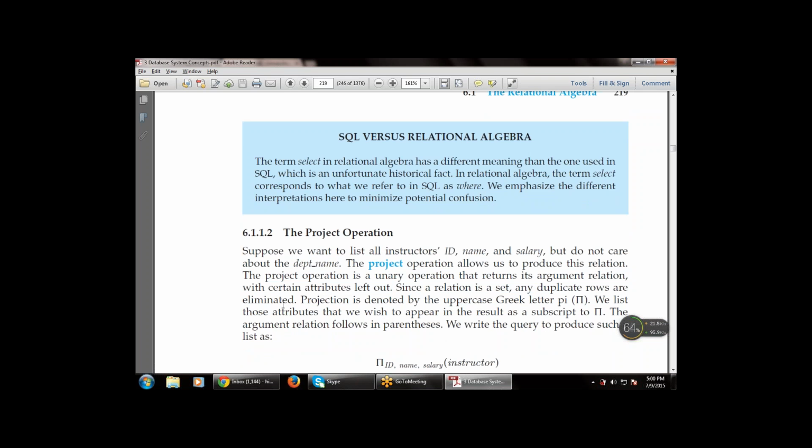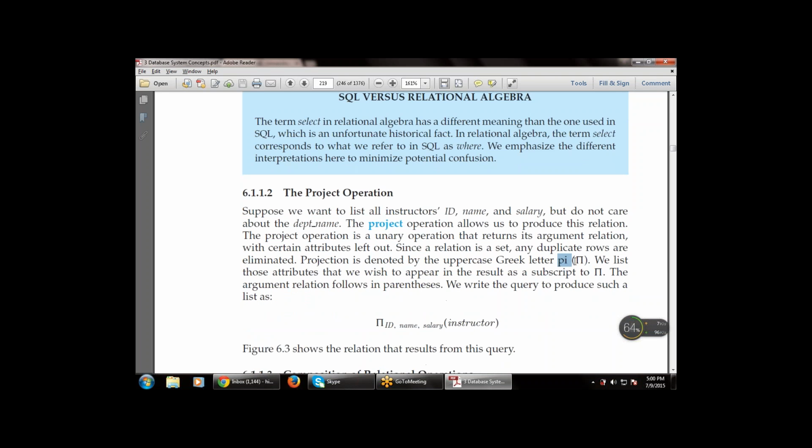A relation is a set, or we can say a group. Any duplicate rows that are in the relation are also eliminated. So the project operation is used to perform the projection to produce the relation, and projection is denoted by the sign pi.